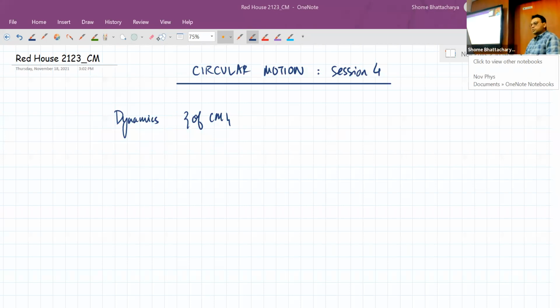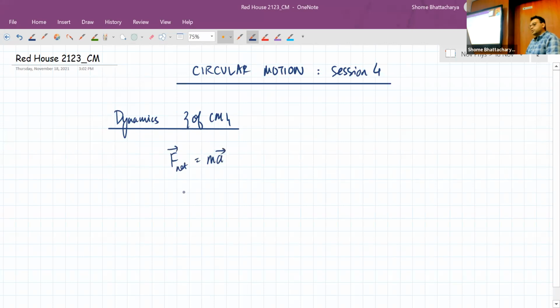Yeah, so dynamics of circular motion, basically it's just regular Newton's second law application. The net force acting on the body in circular motion will be equal to the mass of the body into acceleration. But in this case, the acceleration is according to the circular motion. So acceleration will be, in the case of uniform circular motion, you know that acceleration, kaisa hota hai.